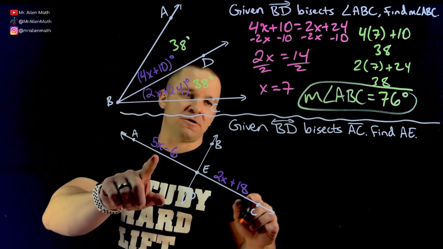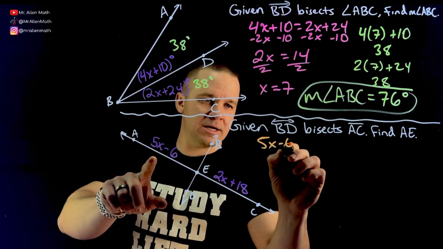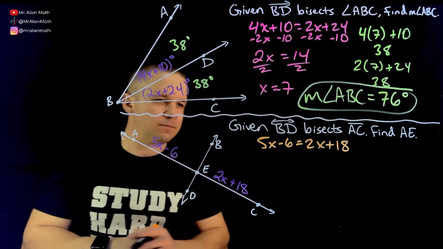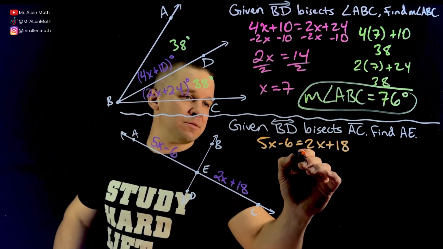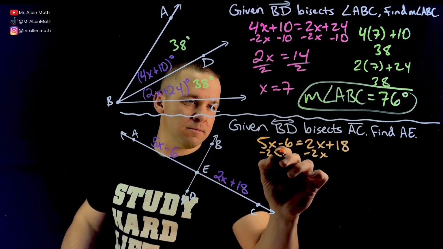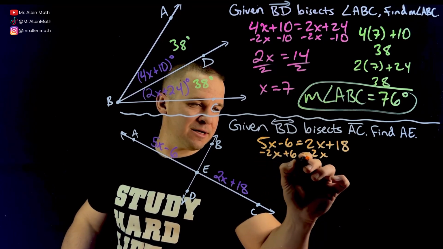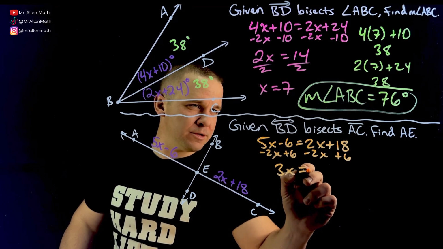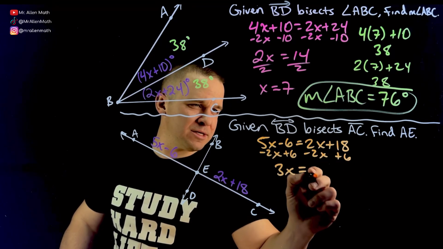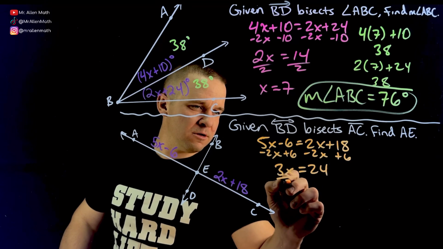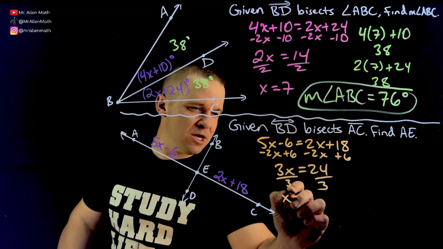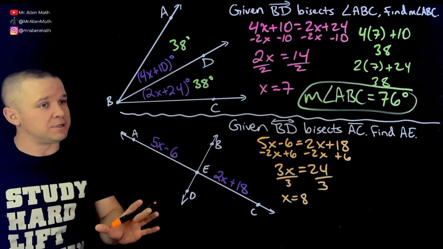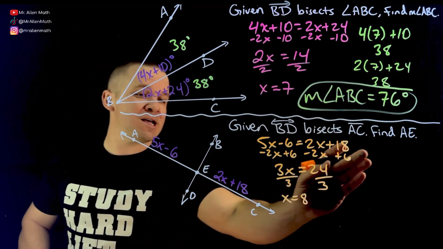All right. So 5x minus 6 equals 2x plus 18. And we'll solve. Subtract 2x, minus 2x. I'll add 6, add 6. We got 3x equals 18 plus 6, which is 24. Divide by 3. I get x equals 8. And are we done? No. It's tempting. Circle it, move on. But we want to know what AE is.